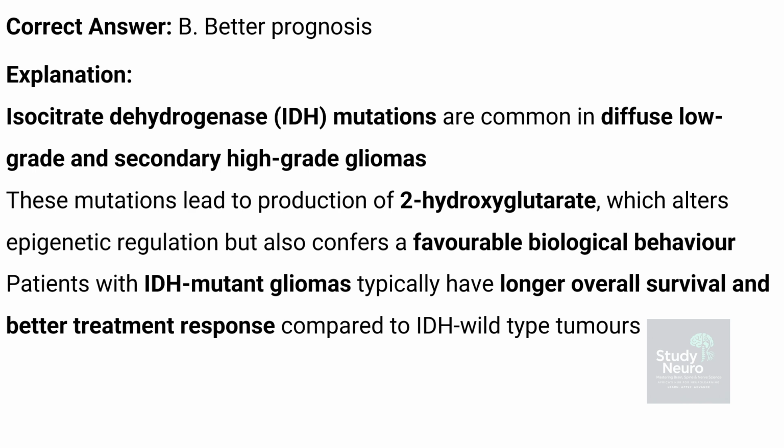Gliomas with IDH mutations show slower growth, improved treatment response, and longer survival. These mutations are common in lower grade and secondary gliomas and have become an essential biomarker in modern neuro-oncology. So, whenever you see an IDH mutant glioma, think of a favorable outcome and better prognosis.